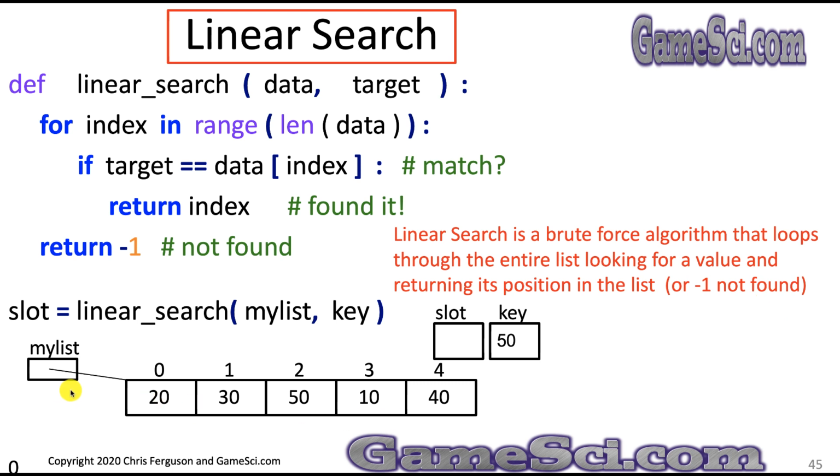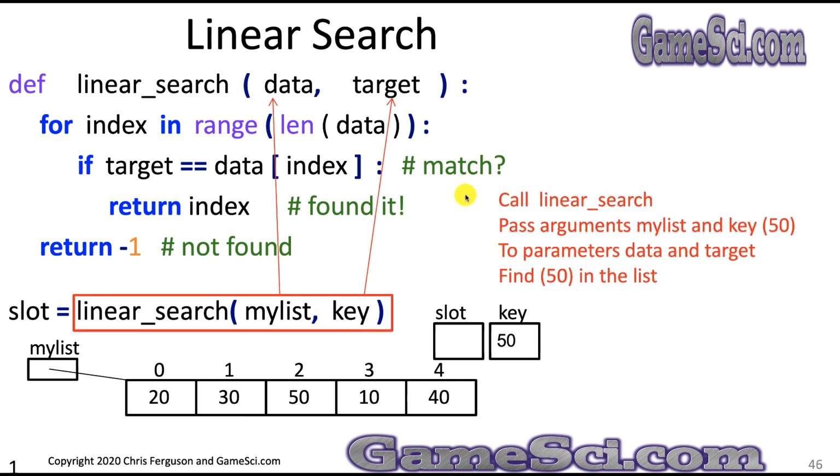I went ahead and preset up the list for us so we don't have to go through that again. This is a call to linear search. Pass arguments, myList and the key 50, two parameters, data and target. Find 50 in the list. The key contains the value 50, so we'll pass the list to data, and we'll pass 50 as the argument to target, and basically we're asking it to find 50 in this list.